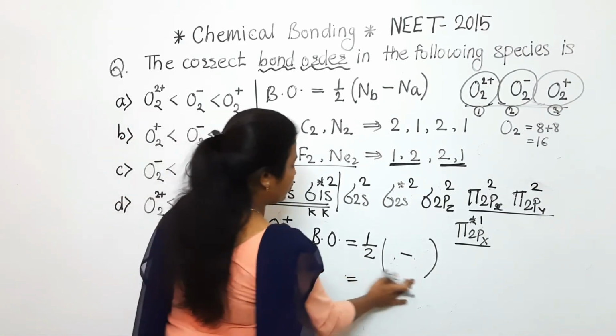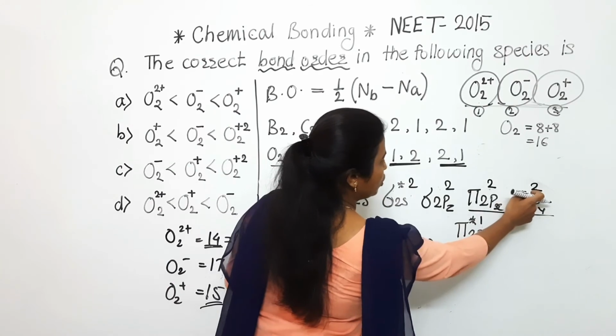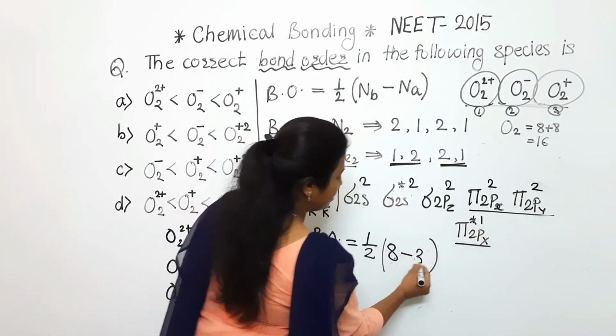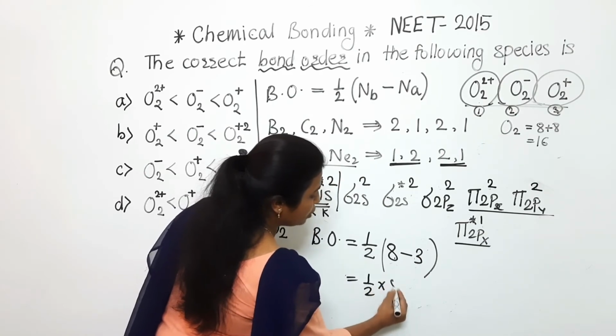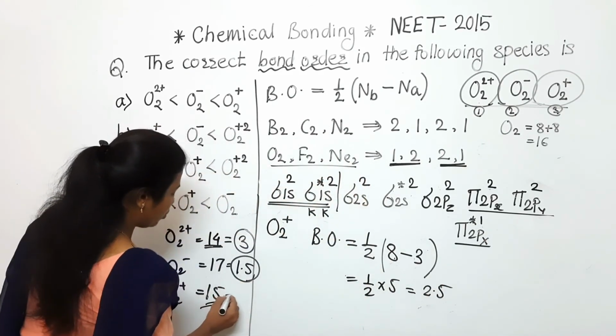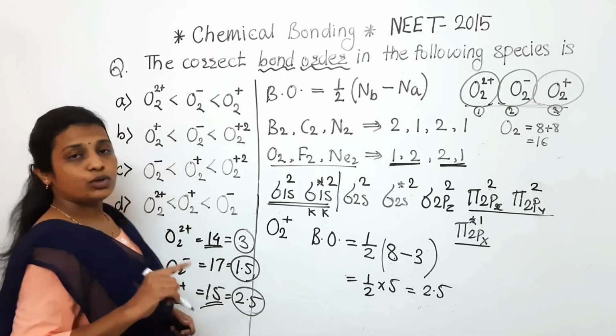Now we will calculate the bond order. The number of bonding electrons is 2 plus 2 plus 2 plus 2. How many will it be? 8. Anti-bonding is 3. So 1 by 2 into 5, that is nothing but 2.5. So the bond order of O2 plus is 2.5.